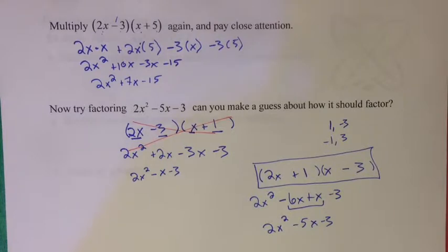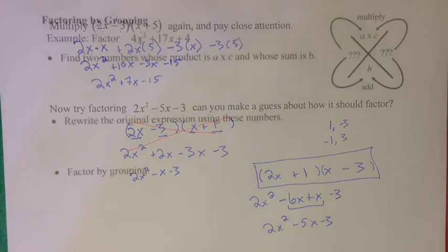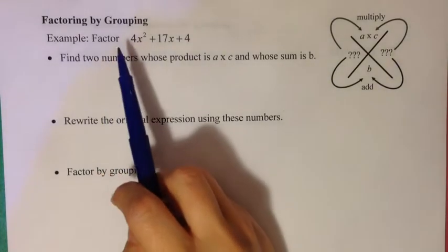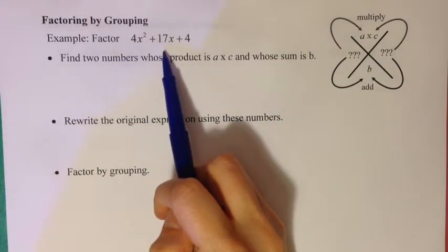Factoring by guess and check is a perfectly valid method, but it can take some time and it can get kind of frustrating if you're not getting things to work out. So instead, I'm going to show you a systematic method that will work every time to factor these trinomials. We're going to work through this method first using an example. We're going to work on factoring 4x squared plus 17x plus 4.